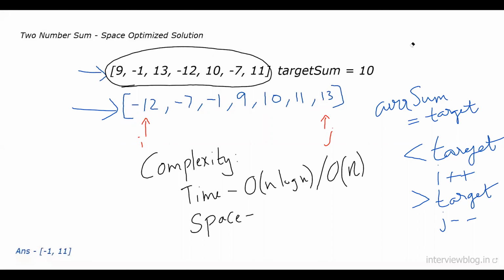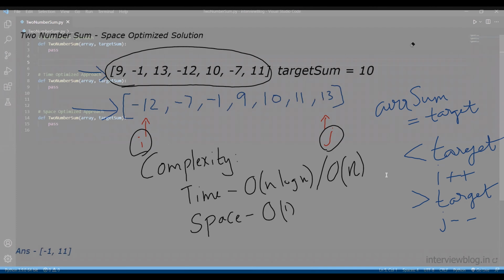The space complexity of our solution tends to be constant. This is because we are simply using two pointers i and j to traverse the entire array, and we are not using any extra helper data structure. So hope you understood all the approaches. Let us now implement it in code.